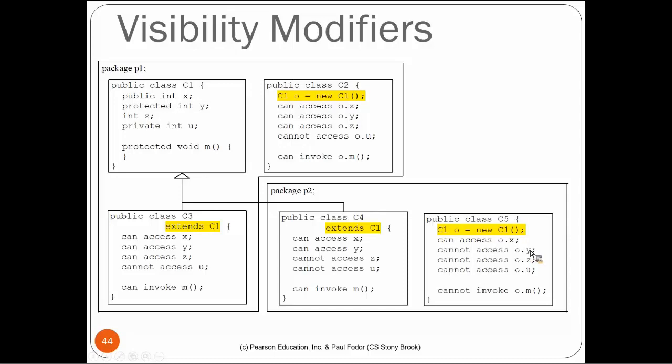We cannot access the protected data field because we are not in a subclass or in a class in the same package. We cannot access the default modified data field Z because we are not in the same package. We cannot access the private data field U, or invoke the protected method M, because we are not in the subclass and we are not in the same package. Any questions?